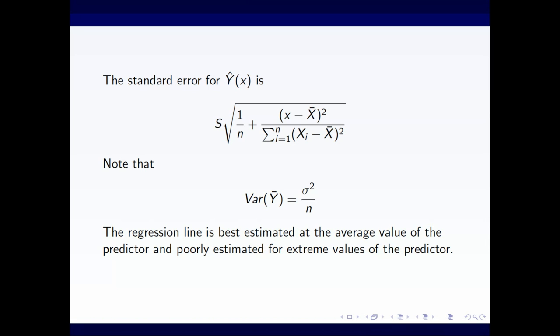So the regression line is estimated best at the average value of the predictor, which is x bar, and poorly estimated at extreme values of the predictor. As I said, if little x is 100 and the sample mean of the predictor is 5, then you have very large variability for the fitted value. If you have large variability, then your estimate is very unstable. It could be poorly estimated.